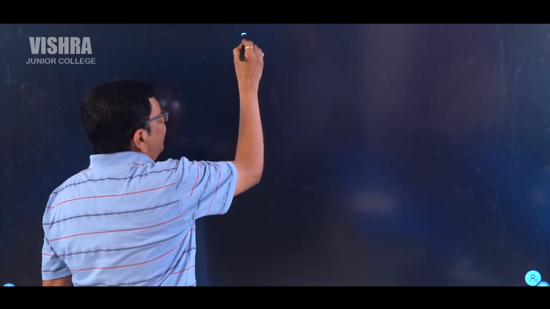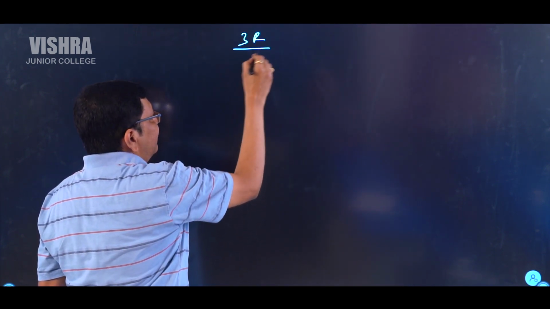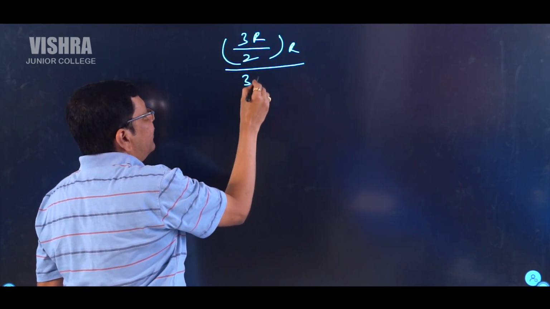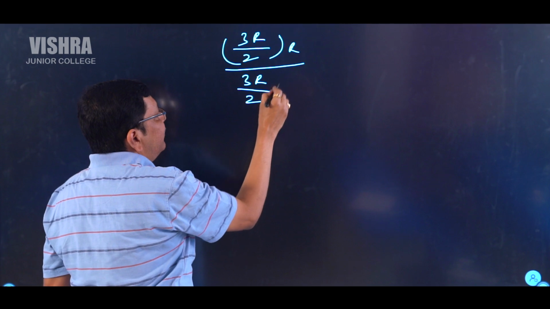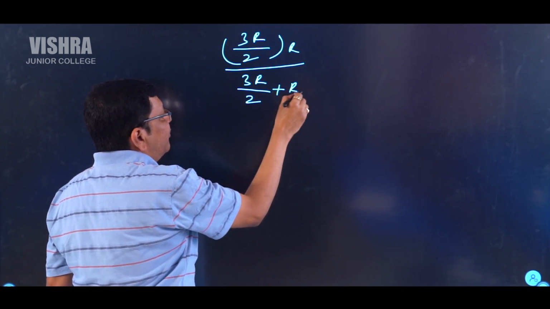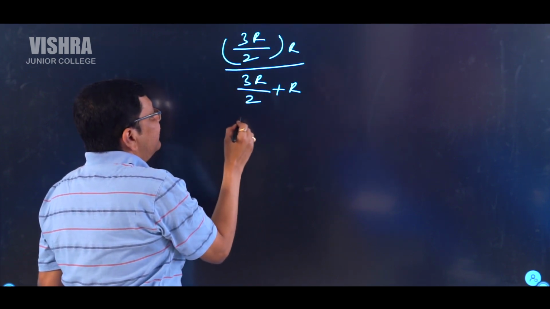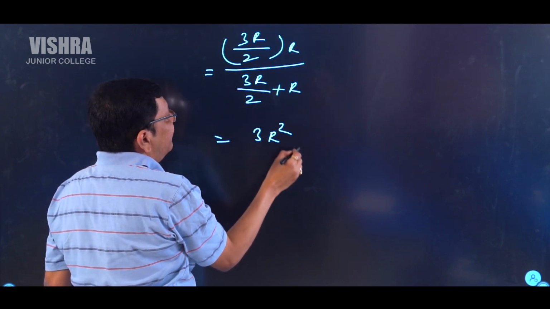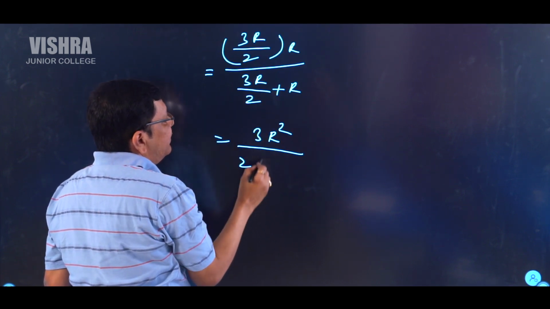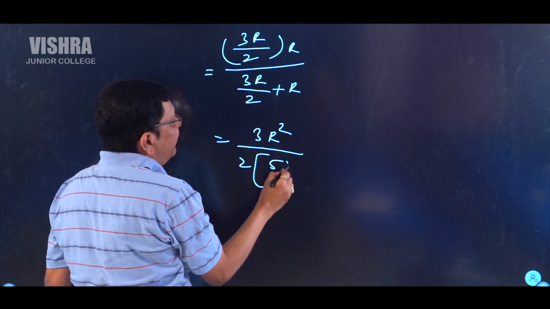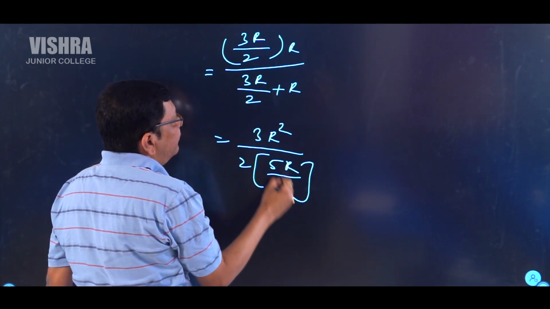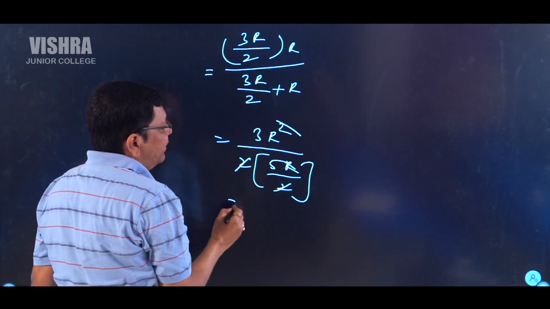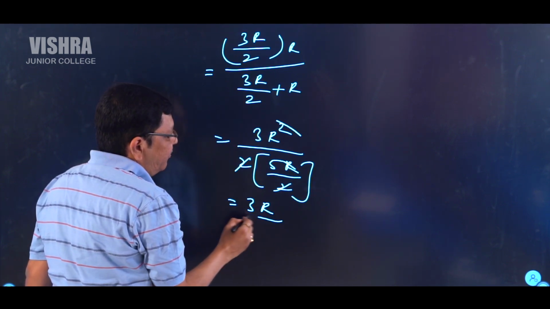When 3R by 2 and R are in parallel combination, equivalent resistance is R1 R2 over R1 plus R2. So 3R by 2 into R divided by 3R by 2 plus R. We will get this as 3R square by 2, and this is 5R by 2. Here the 2 we can cancel, one R we can cancel. Equivalent is 3R by 5.